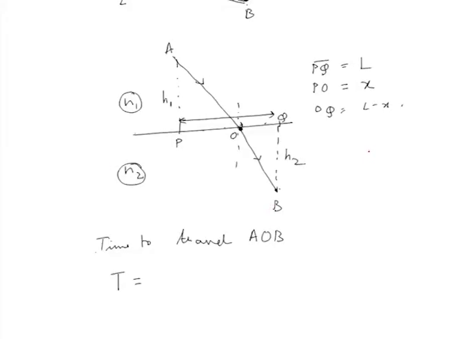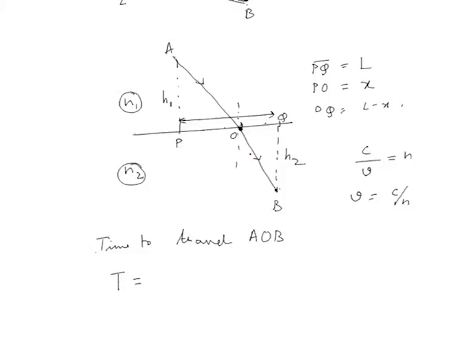Now, how is the speed of light related to the refractive index? If the speed of light in vacuum is c, and in a medium the speed of light is v, then the refractive index is n, which is c divided by v. So, the velocity of light in a medium with refractive index n is c by n, where c is the speed of light in vacuum. So, what is the time it takes to travel the distance AO?